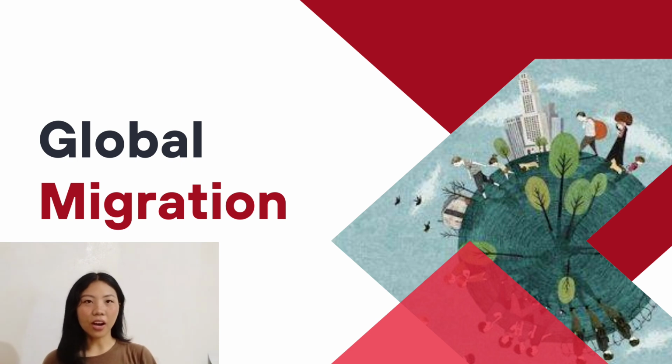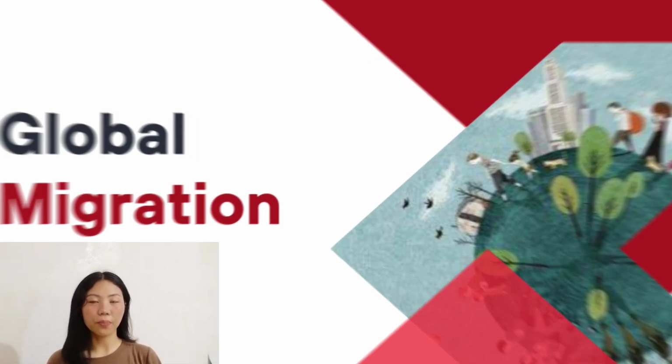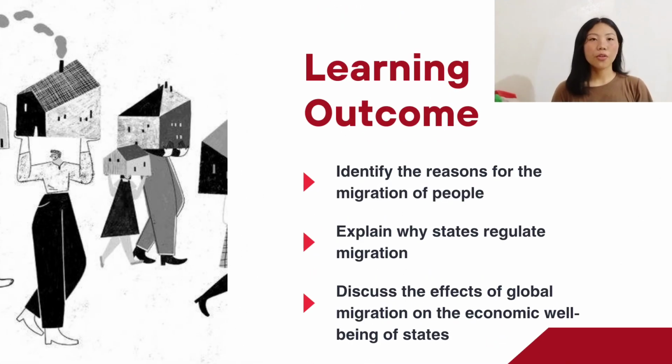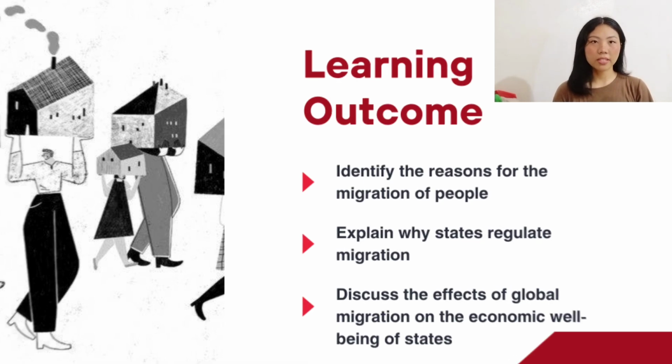I am Ghianna Roxas. So in this video, we will discuss global migration. Learning outcomes. First, identify the reasons for the migration of people. Second, explain why states regulate migration. Lastly, discuss the effects of global migration on the economic well-being of states.